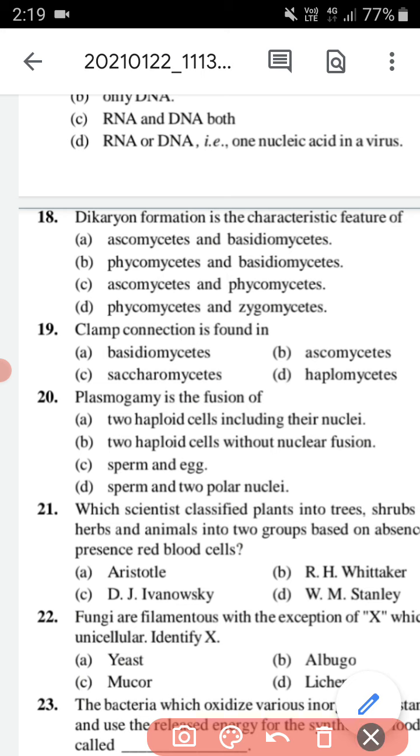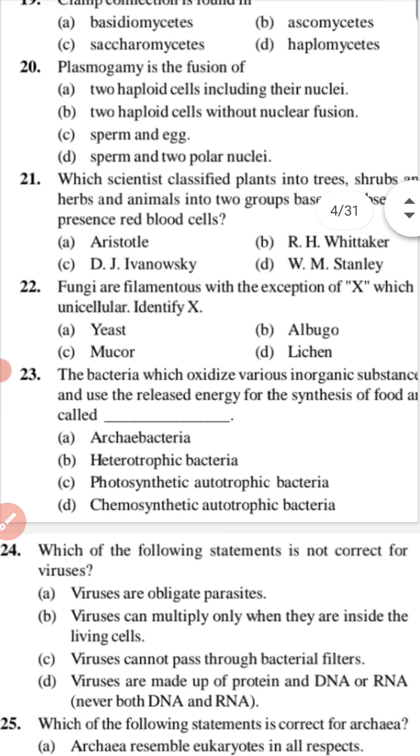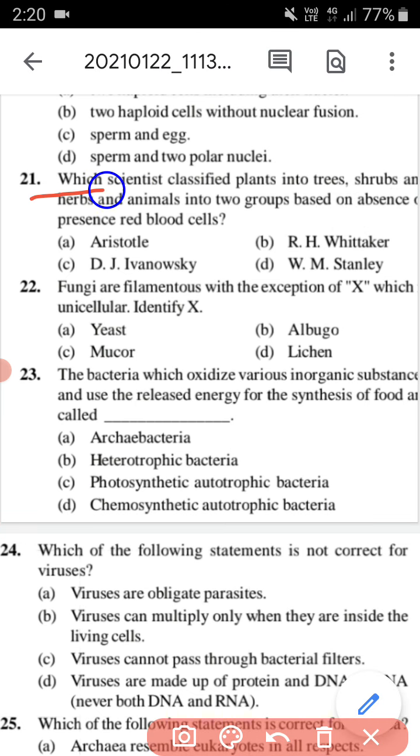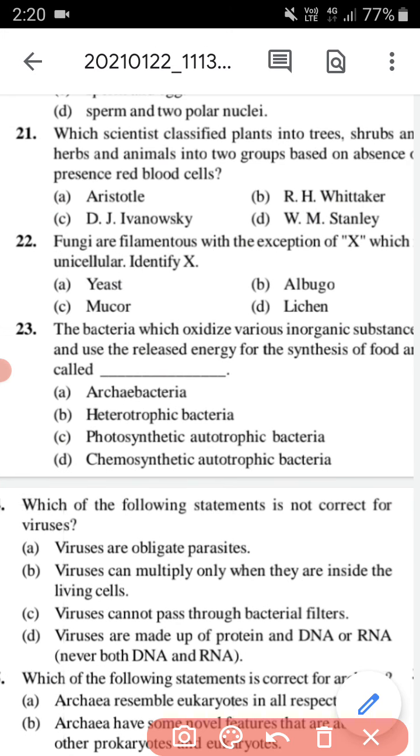Okay, now we move to question number 21. Question number 21 is, which scientist classified plants into trees, shrubs and herbs, and animals into two groups based on presence or absence of red blood cells? So here you can see 4 options are given. So we have to find out the right one. So let's check. Aristotle, R.H. Whittaker, D.J. Ivanovsky or W.M. Stanley. So the correct option is Aristotle. Okay.